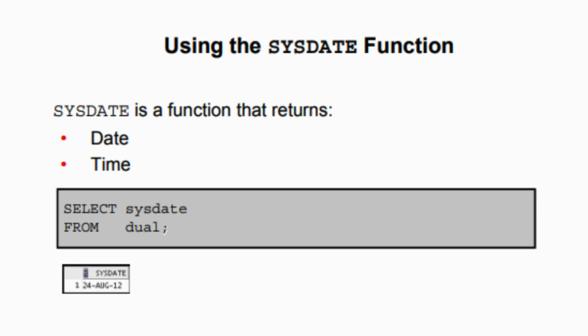SYSDATE is a date function that returns the current database server date and time. You can use SYSDATE just as you would use any other column name. For example, you can display the current date by selecting SYSDATE from a table. It is customary to select SYSDATE from a public table called DUAL.